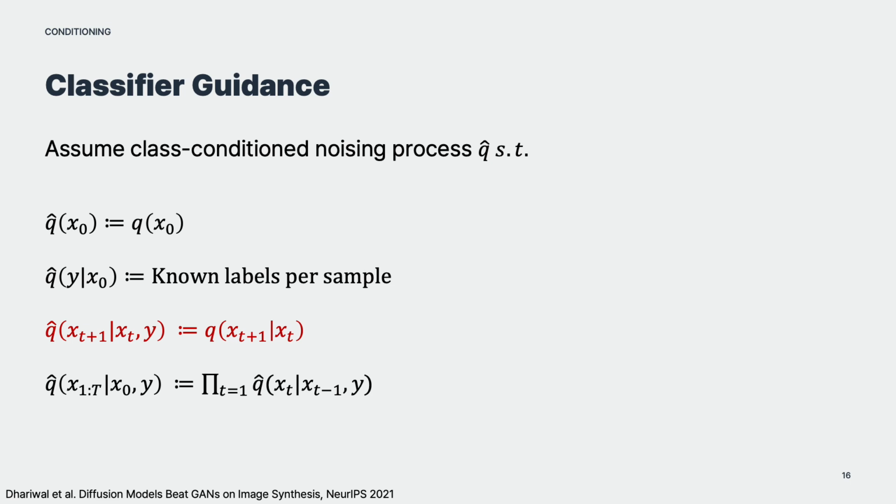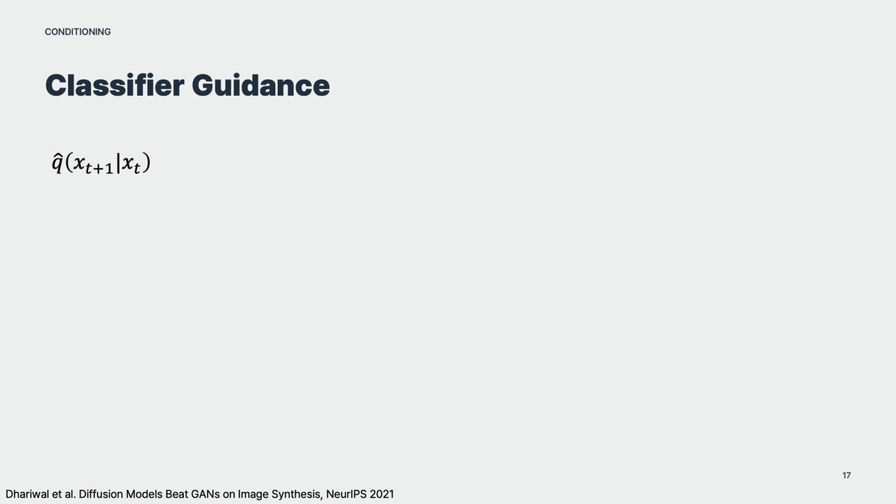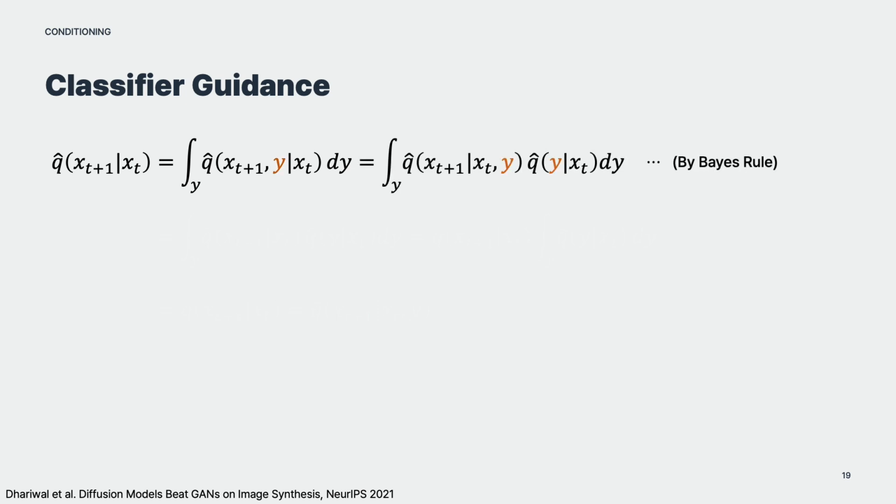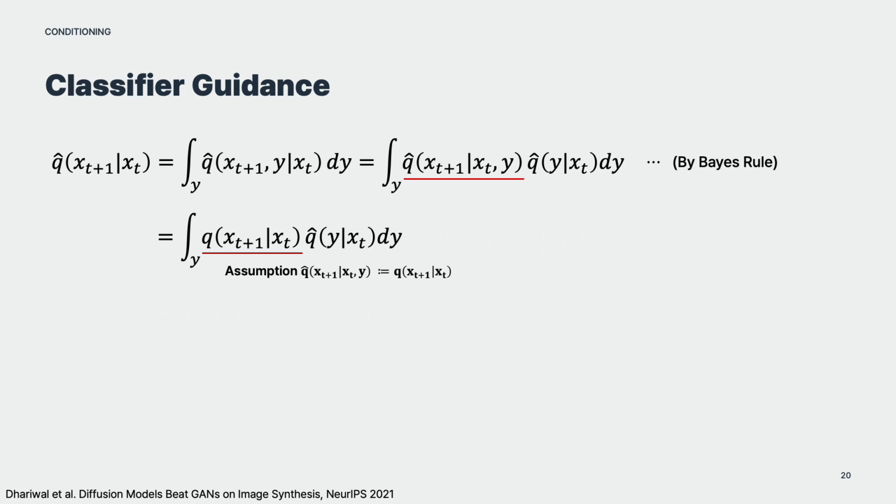Let's first use the third property to derive a useful identity. Let's consider the following expression. This expression can be rewritten as an integral over y due to the property of marginalization. This expression, by applying Bayes' rule, becomes like this. By applying the assumptions we discussed earlier, this integral expression can be simplified into the following form shown on the second line.